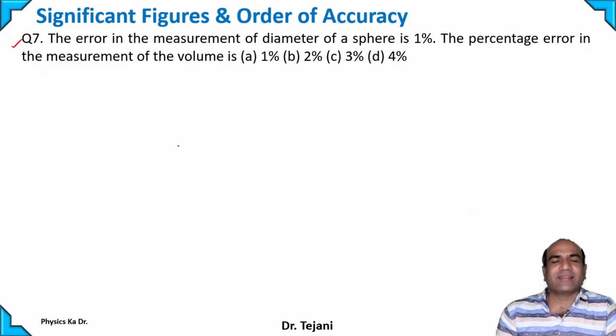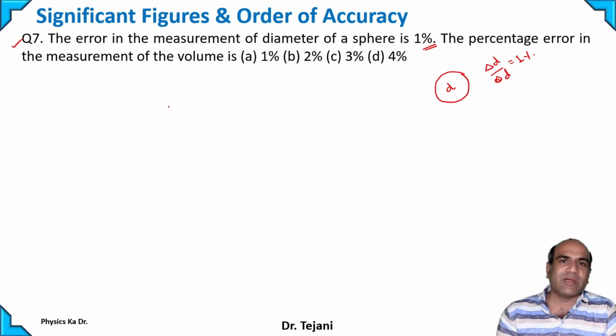Question 7. The error in the measurement of a diameter of a sphere. Let's consider our sphere having some diameter d. The error is 1%. That means the error is given: we can take delta d by original d, that is 1%. Fine. What is the percentage error in the measurement of volume?